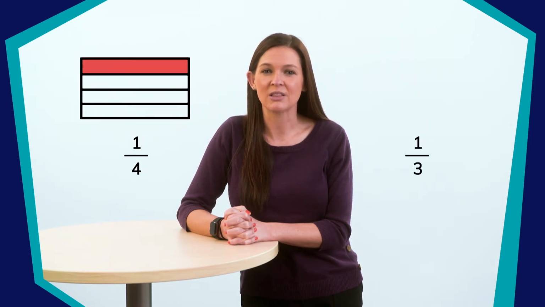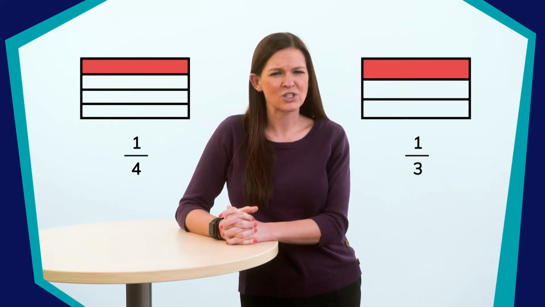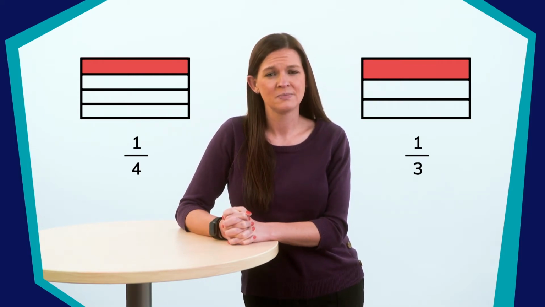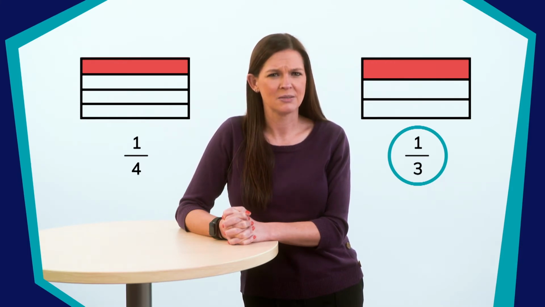Ooh, I heard someone say we can draw an area model. That's a great idea. Let's try that. The models show the size of each piece the whole has been divided into. Using the area models, which fraction is larger? Yes, 1/3 is larger. This is very similar to our pizza analogy in the beginning.